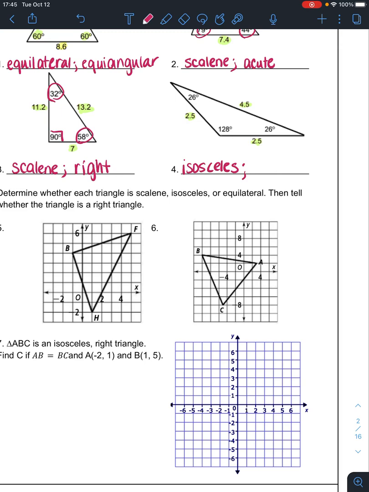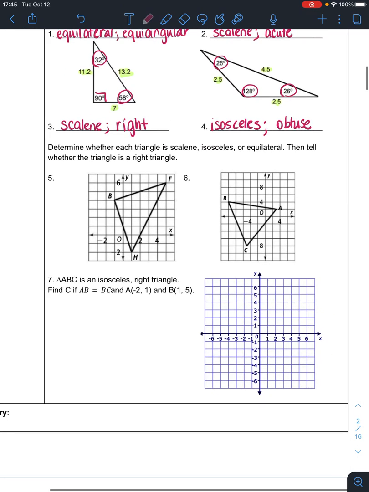And then we have the two angles that are the same. Obviously, we have two sides the same, two angles the same. And one of those angles is obtuse. It doesn't have to be that way. Isosceles doesn't always have to be obtuse isosceles. It can be acute isosceles also. But in this case, we have an obtuse isosceles triangle.